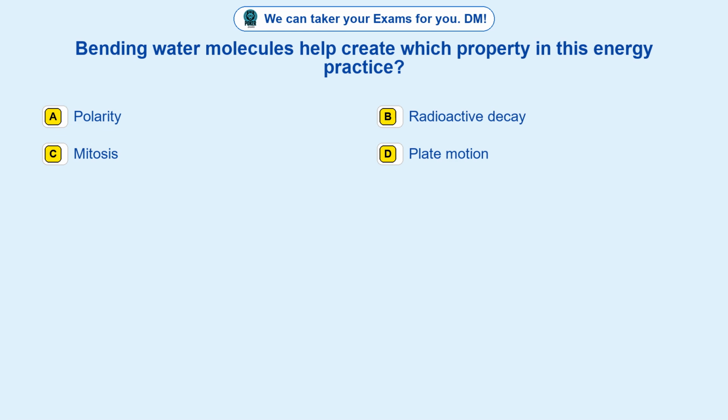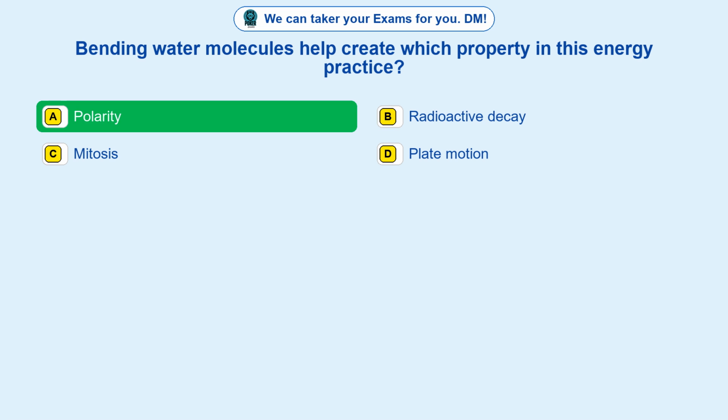Question 50. Bending water molecules help create which property in this energy practice? Option A, polarity. Option B, radioactive decay. Option C, mitosis. Option D, plate motion. The correct answer is option A.